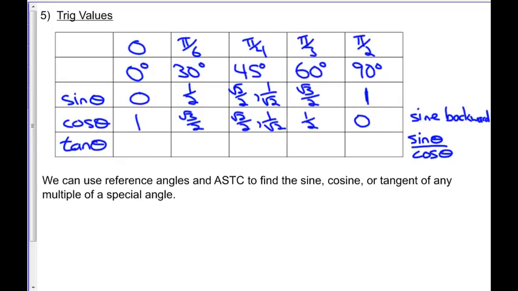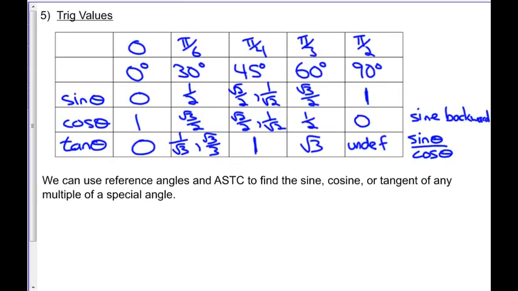So this first one is pretty straightforward. 0 divided by 1. 0 divided by 1 is 0. 1/2 divided by root 3 over 2 turns out to be 1 over root 3. Or you can give it in its rationalized form, which is root 3 over 3. For 45 degrees, root 2 over 2 divided by root 2 over 2, well, anything divided by itself is just 1. 60 degrees, root 3 over 2 divided by 1/2 is root 3. And lastly, 1 divided by 0 is undefined.